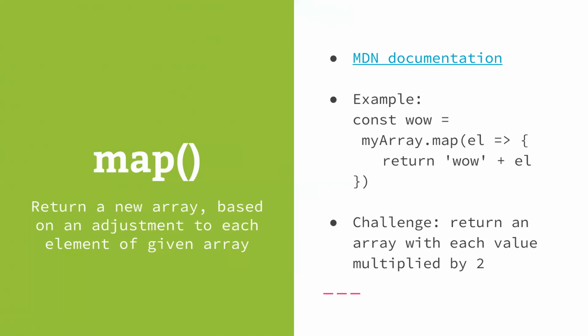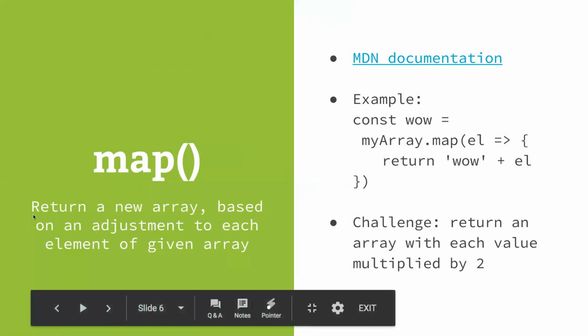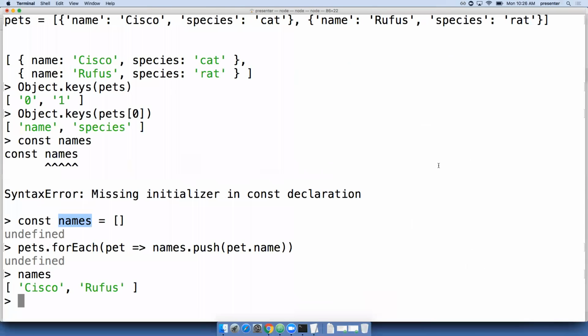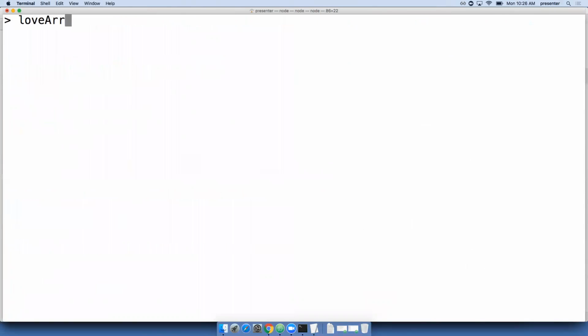Does it write in place? It doesn't do it in place. It actually returns the new array. So I have to say a variable equals whatever. We can use our pets array dot map. So we can do loveArray equals petsArray.map, and then we'll do pet.